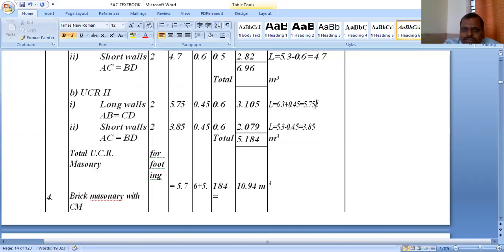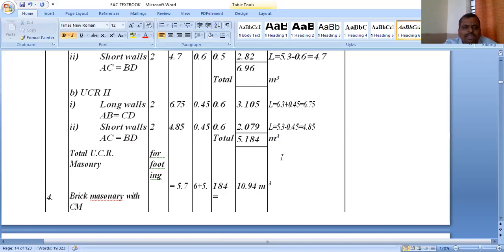So here it will be how much? 6.75. And here, you have to deduct actually. So it will be 4.85. Okay, these are the length of the long wall and the length of the short wall. So they make the difference here as 6.75 and here it will be 4.85. Okay.